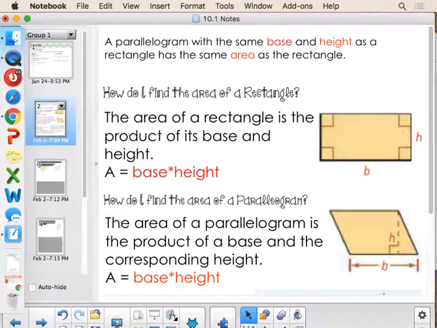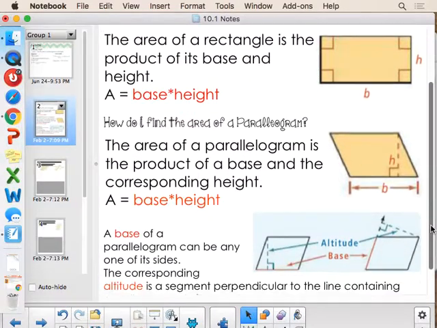So essentially what I want you to visualize in your head, you're taking this rectangle, and the only thing I did was started to slant the sides a little bit. And that is what created my parallelogram. That is why they have the exact same formula, base times height. Make sense? All right, so a few things I still need you to know.